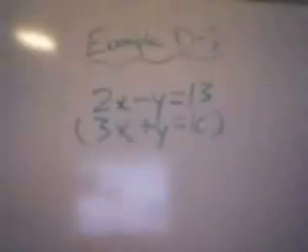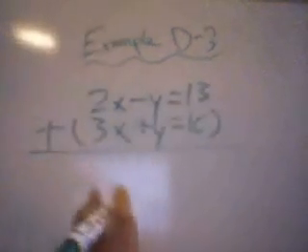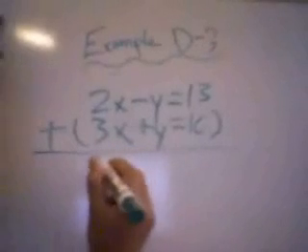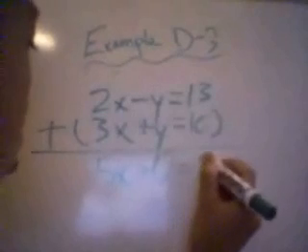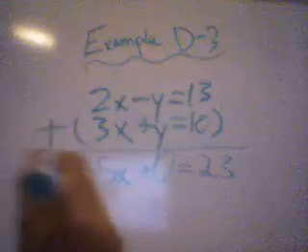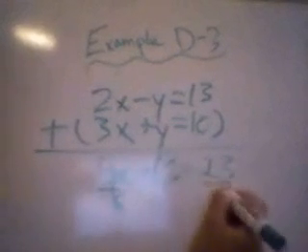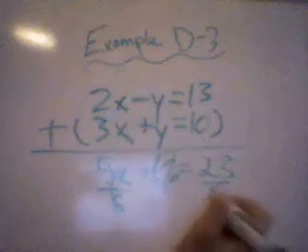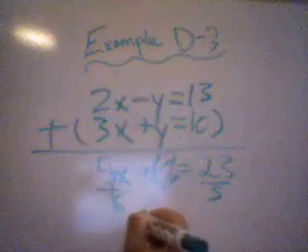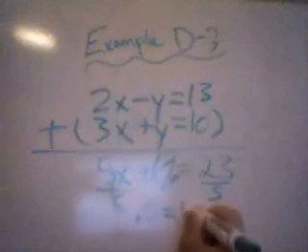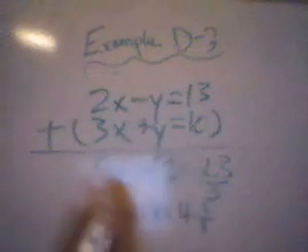Yes. Now, like before, add them, not subtract. As you can see, when you add them, it cancels these out to become 0. And equals 23. Then you just solve it normally. Divide by 5. Divide by 5. And that will come out to, and therefore, x will be equal to 4 and 3 fifths.